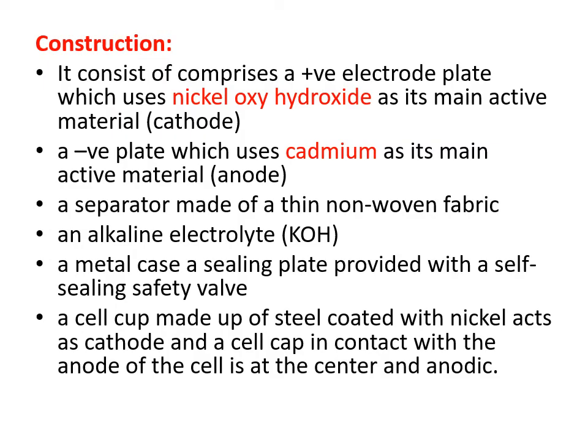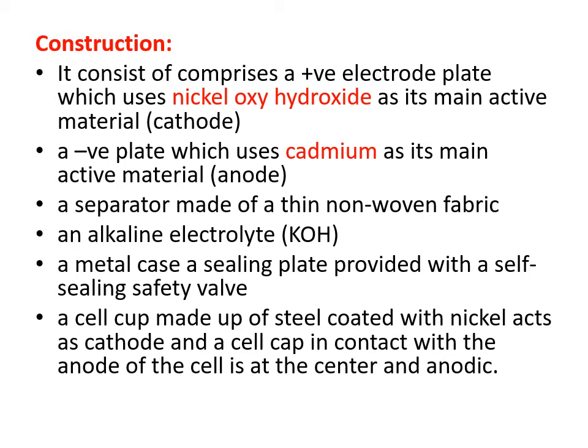Construction of nickel cadmium cell. It comprises a positive electrode plate which uses nickel oxyhydroxide as its main active material, which is the cathode. A negative plate which uses cadmium as its main active material, which is the anode. A separator made of a thin non-woven fabric. An alkaline electrolyte, KOH. A metal case, and a sealing plate provided with a self-sealing safety valve.